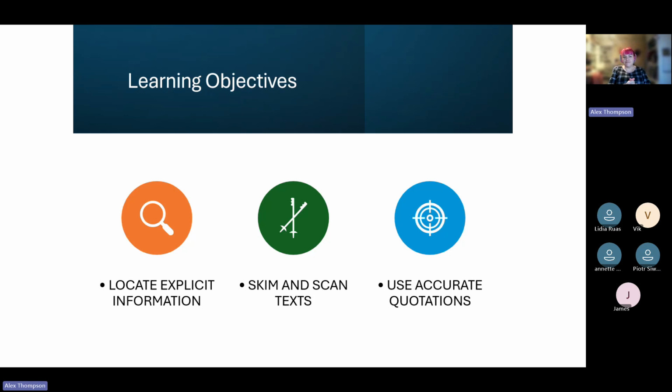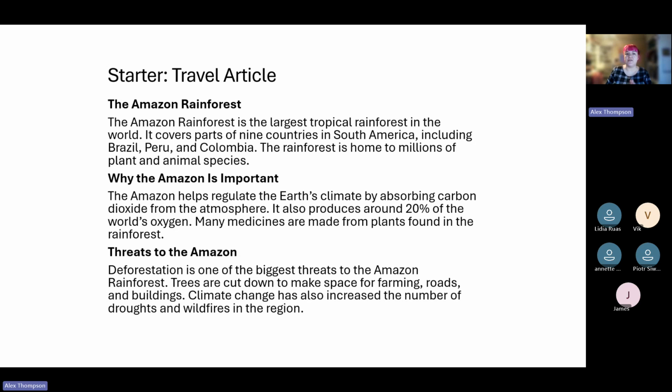So we are going to have a go at locating explicit information, so obvious information, by skimming and scanning texts. And the piece that we're going to be using as our example is this. It's an example of a travel article, and it's called The Amazon Rainforest. And it says, the Amazon rainforest is the largest tropical rainforest in the world. It covers parts of 9 countries in South America, including Brazil, Peru, and Colombia. The rainforest is home to millions of plant and animal species.